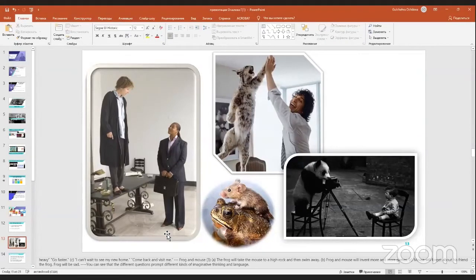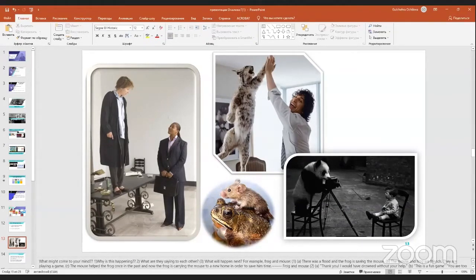And picture number 3 is, as you mentioned, a frog and a mouse. Maybe they are best friends. Maybe once a mouse helped a frog. Now it was the turn of the frog to pay back the good deed. So that's why maybe the mouse is in the river and can't get out, and the frog is there to help her. So one good deed deserves another good deed.